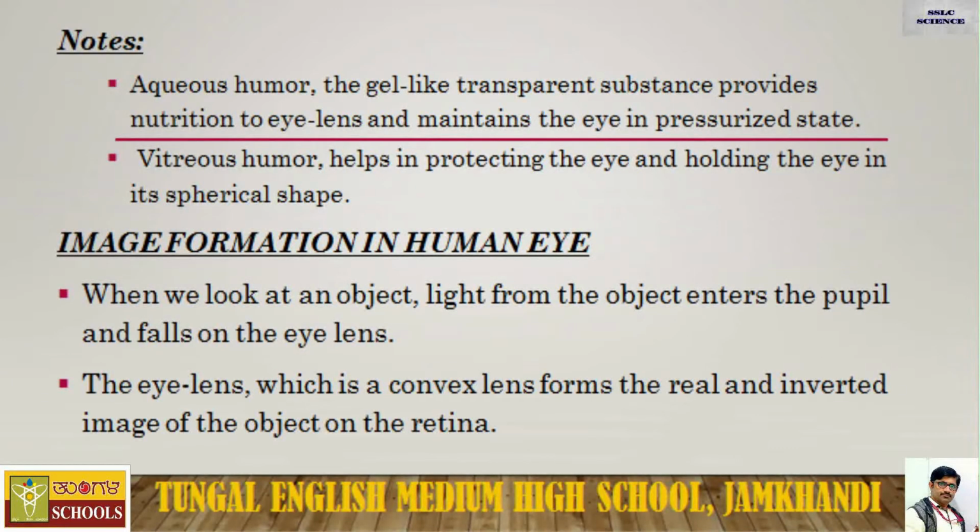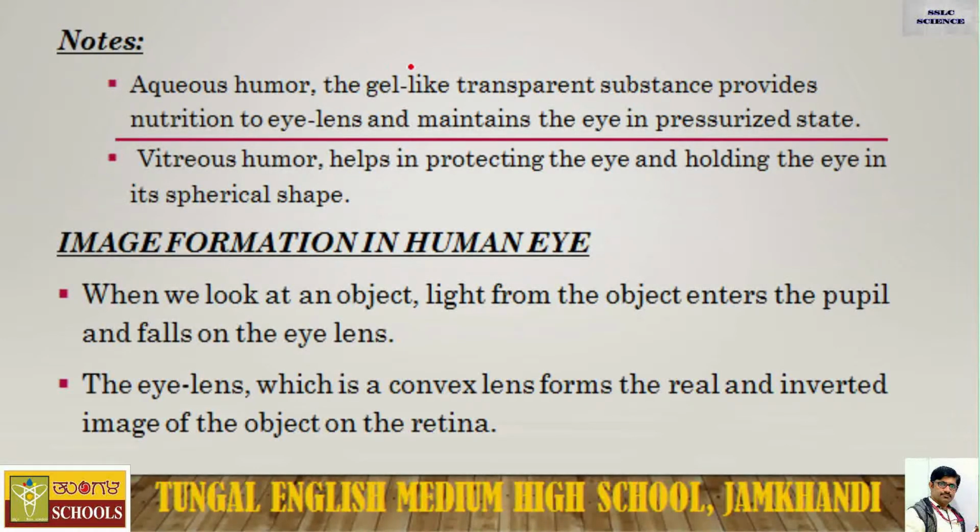In today's class, let us take two more points which I left out in the last period. That is aqueous humor and vitreous humor. There are two gel-like substances present in the eye. So the first one will be aqueous humor, that is a gel-like transparent substance.